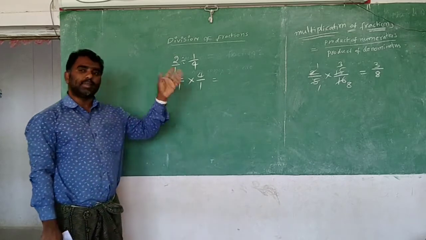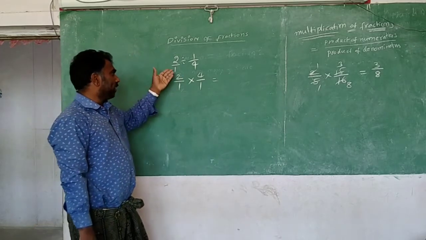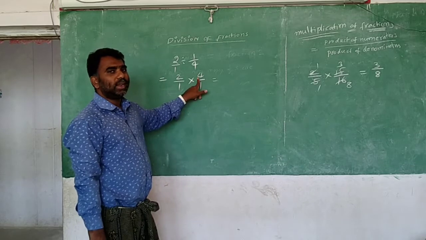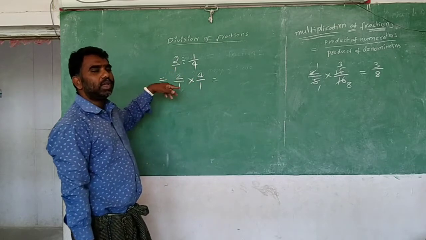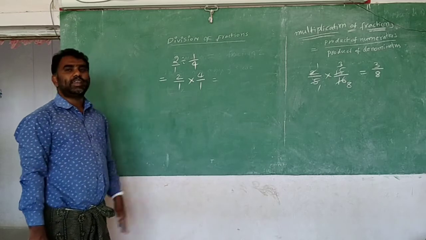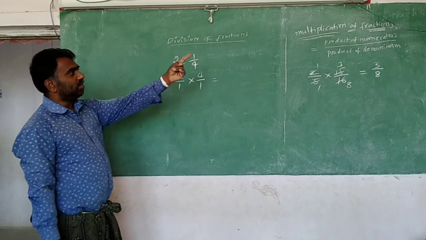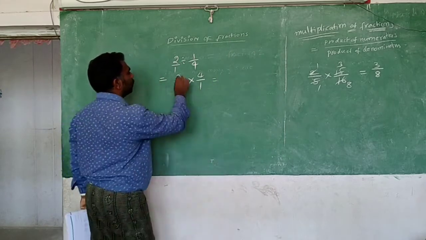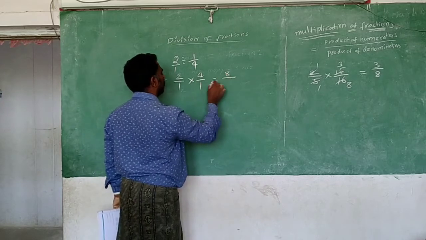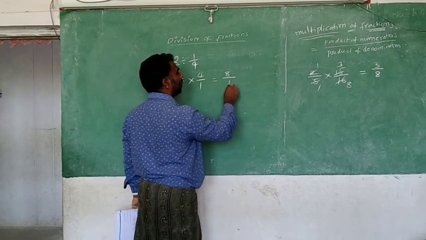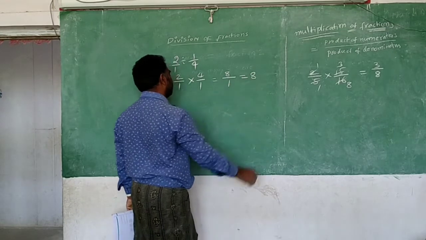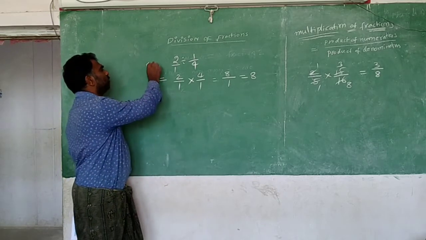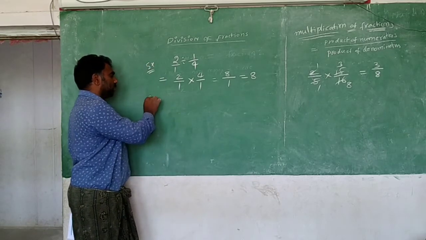First you try to cancel. If there is a choice between numerator and denominator, cancel, I said. There is no choice here. Both are numerators only. You should not take it like that. Compulsorily one must be a numerator and one must be a denominator. So there is no choice for cancellation here. Then finally, multiply the numerators and multiply the denominators. Multiplying the numerators, 2 fours are 8. Multiplying the denominators, 1 one is 1. 8 by 1 means it will be 8. So this is called division. Very easy, very simple method.